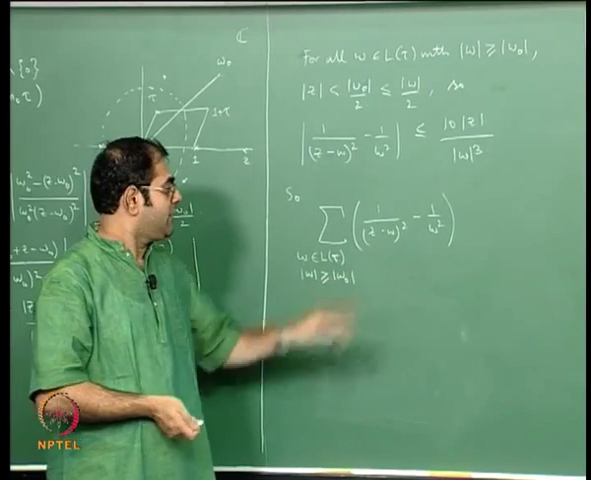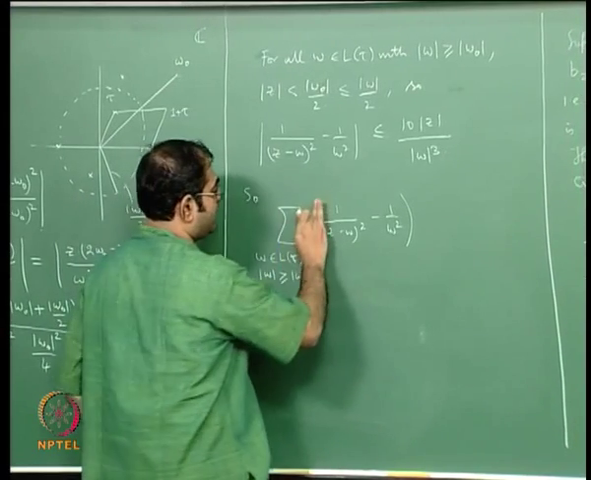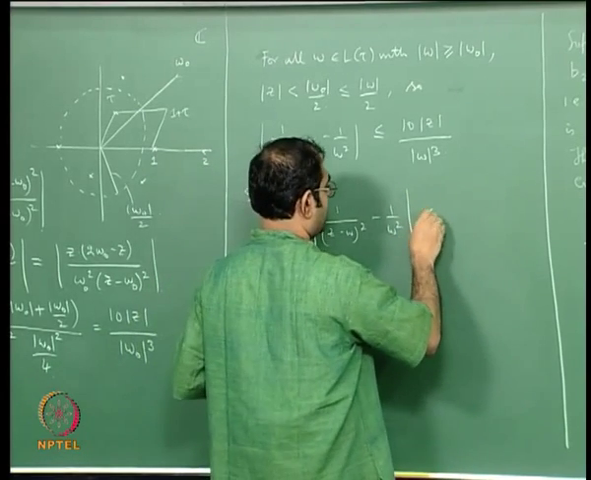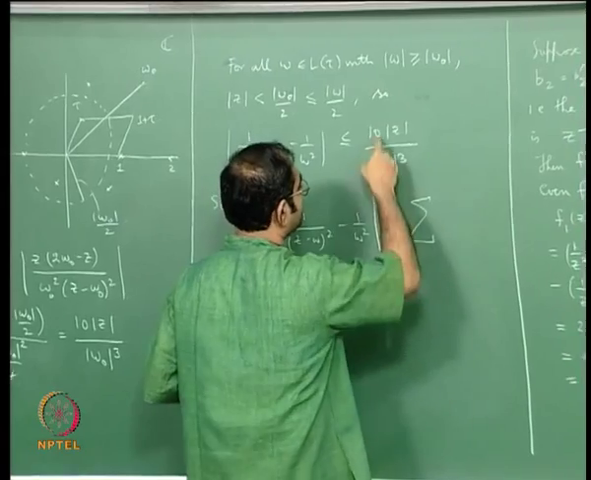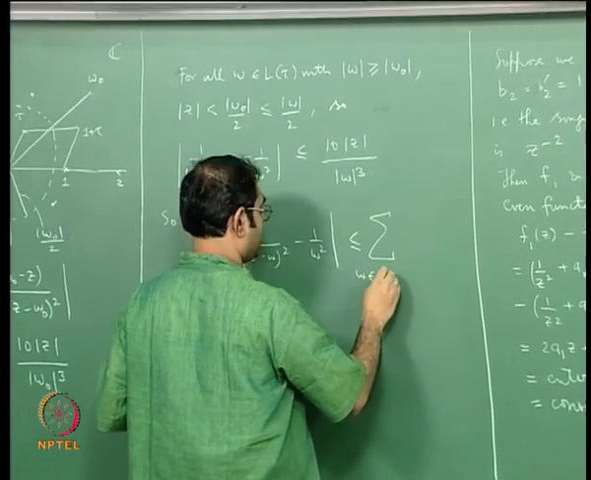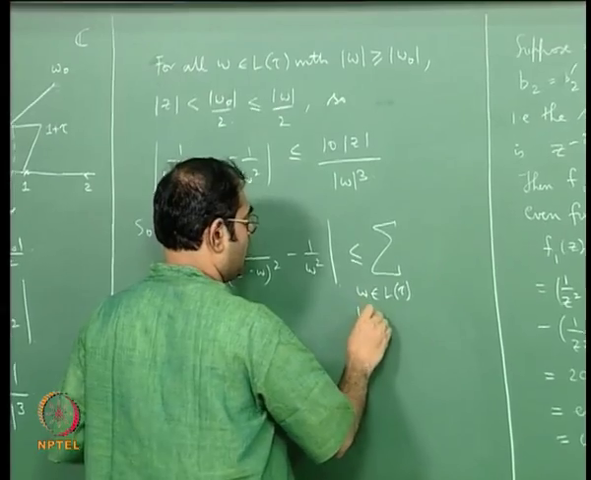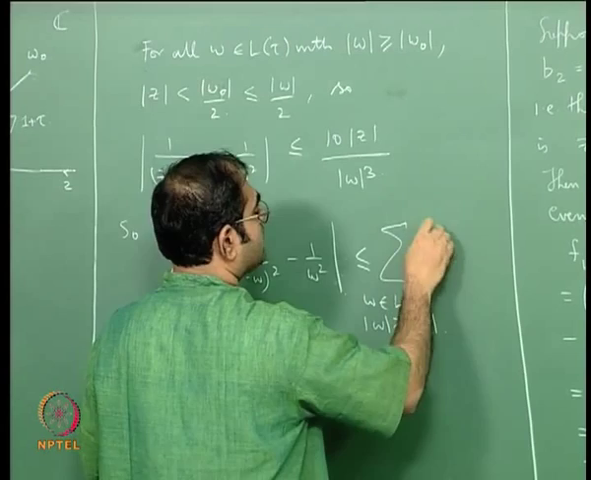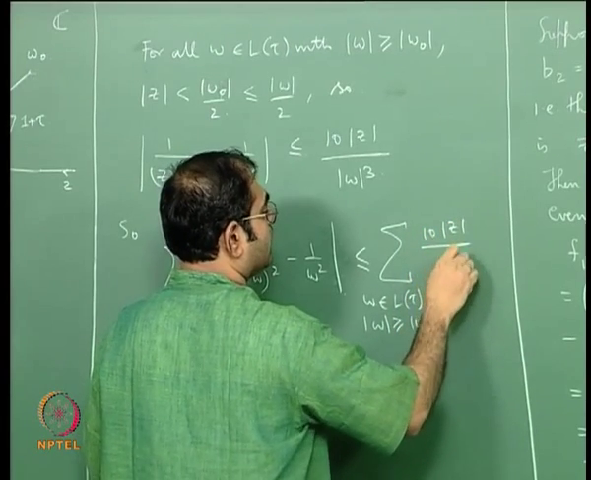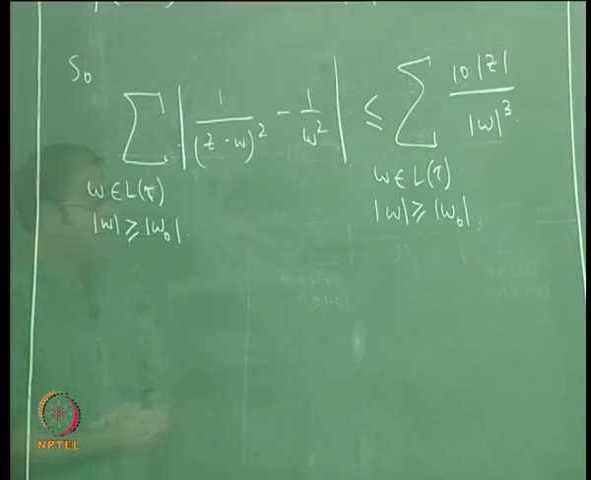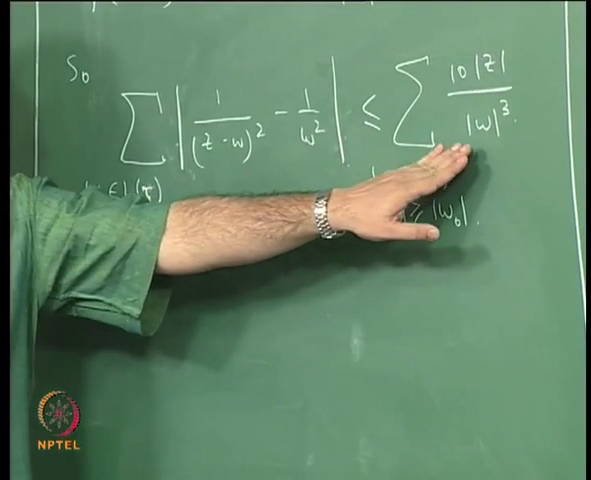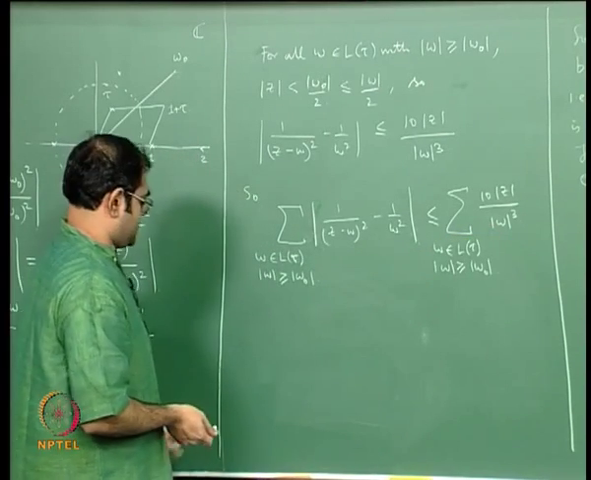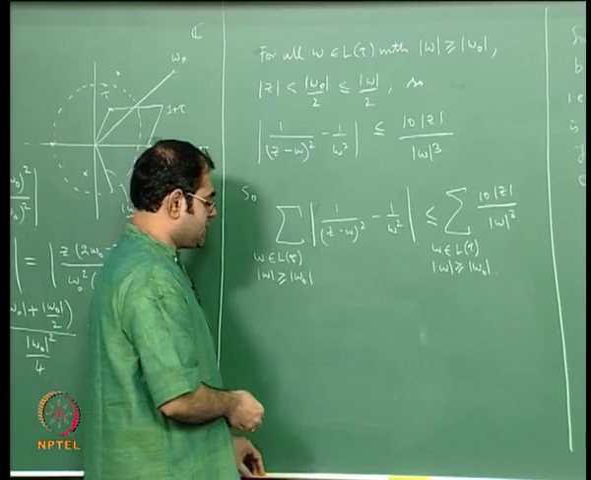And if I look at the absolute series, by this estimate what I will get is omega belonging to L of tau, summation over mod omega greater than or equal to mod omega naught, of 10 mod z by mod omega the whole cube. This is what I get. Now what I am going to say is that this is actually going to converge, and for that a little bit of geometric insight is needed.